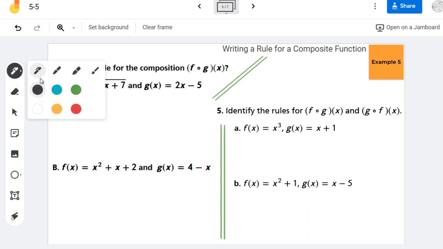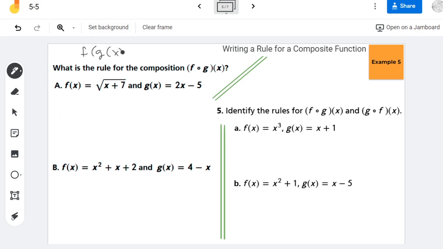Alright, so we learned in our last video that composite functions can look like this. This is read as f of g of x. Now sometimes people don't like this notation. Sometimes there's another type of notation, which appears here. This is saying to find f of g of x. Alright, this dot is not multiplication.